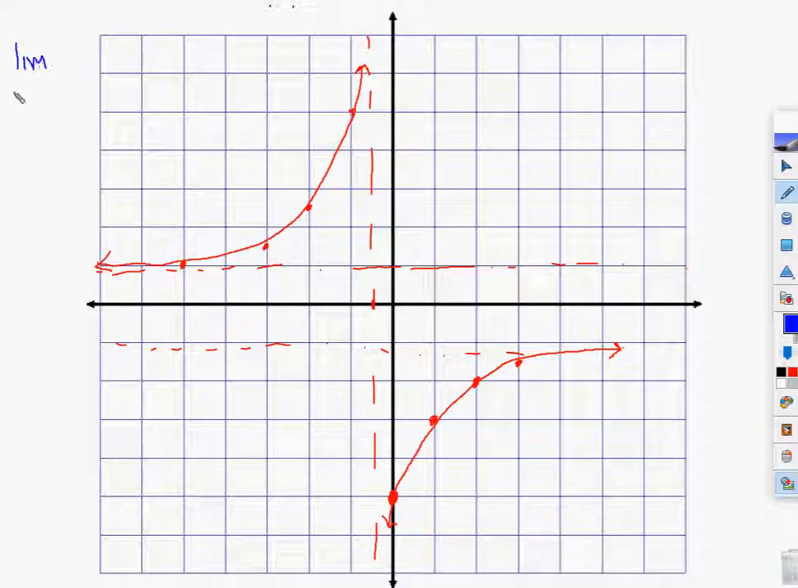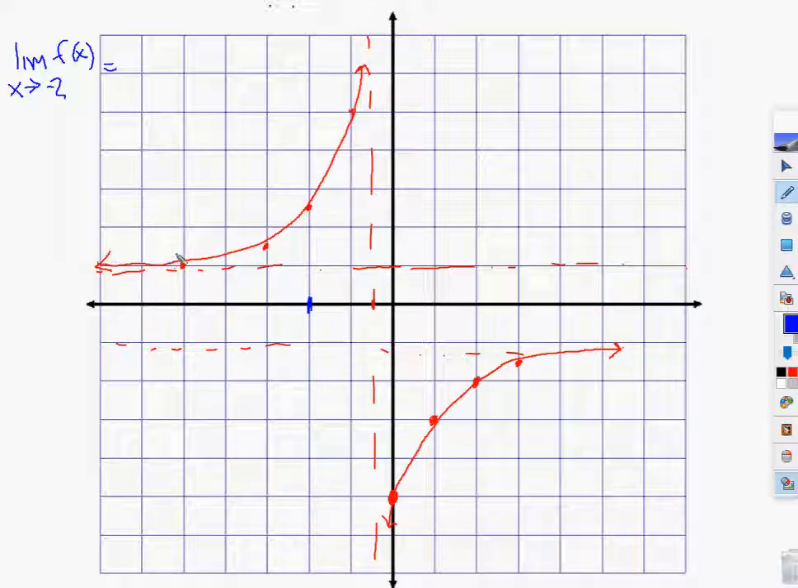Let's say we have the limit as x approaches -2 of f of x. This is f of x. Negative 2 is right here, right? So since I don't give you a side, we check both sides to make sure we get the same thing.